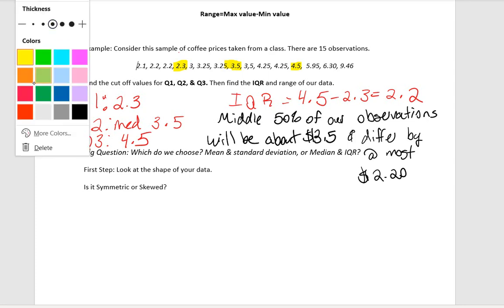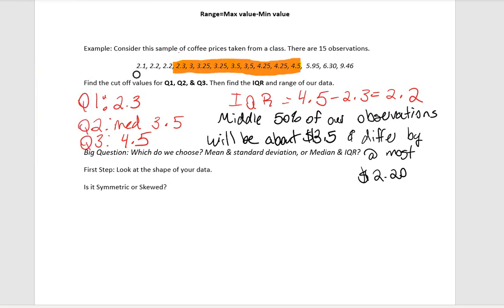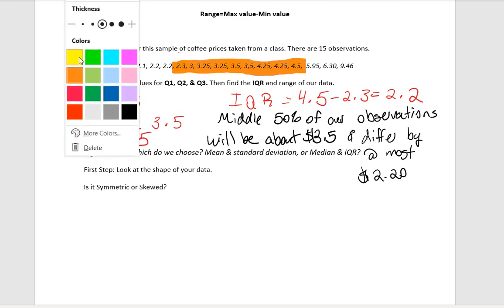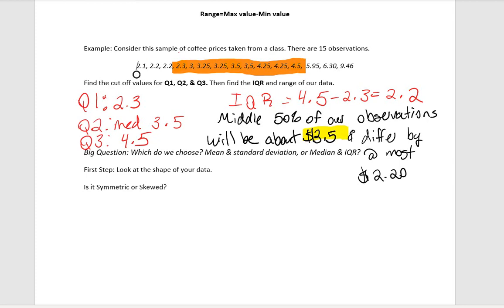So what this is saying is that if you look at the middle 50% of people that we interviewed, the most common price that they're willing to pay for a cup of coffee is going to be $3.50. And the most these people are going to differ in the price that they're willing to pay is $2.20. So what that gives you is a typical value and some idea of the spread.